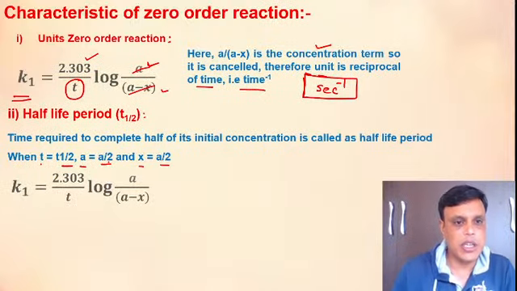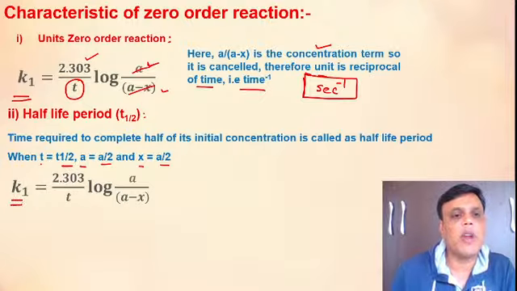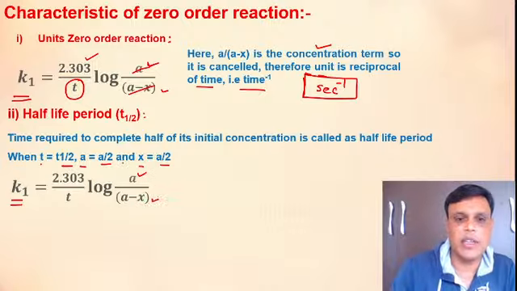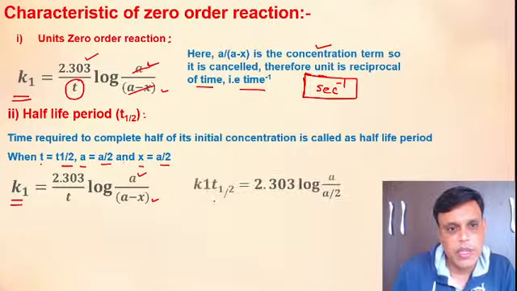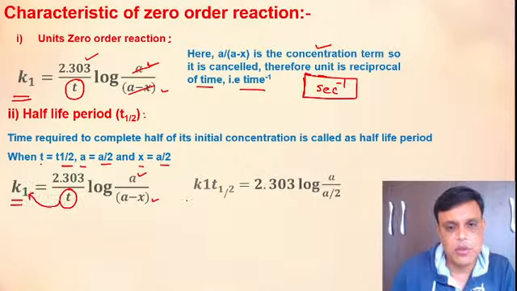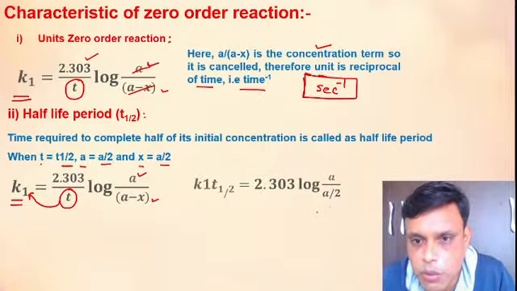So let us take this equation, which is the integrated rate law equation for first order reaction: k1 is equal to 2.303 divided by t log a by a minus x. Instead of a and a minus x, we will put these values. After putting and rearranging, t we have transferred to this side. So k1 instead of t, here we will put t half. So k1 t half is equal to 2.303 log of a divided by, instead of a minus x, a by 2.